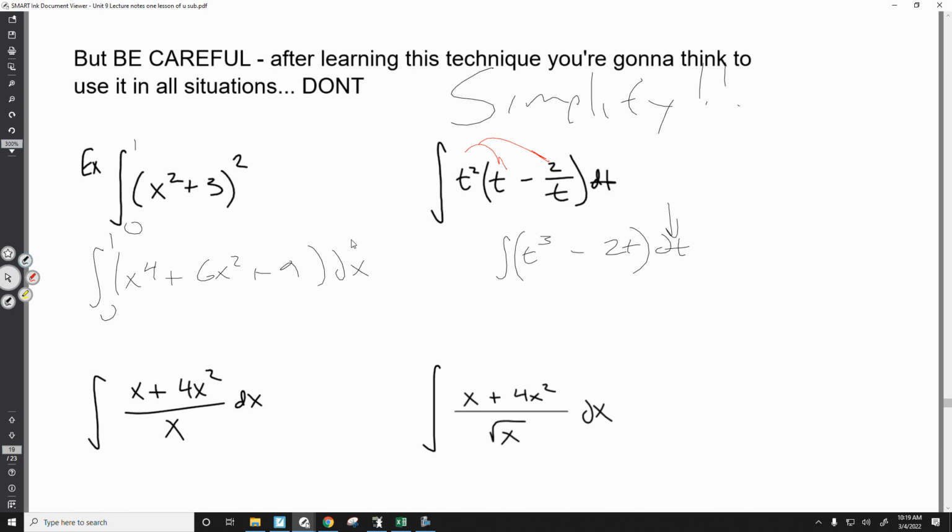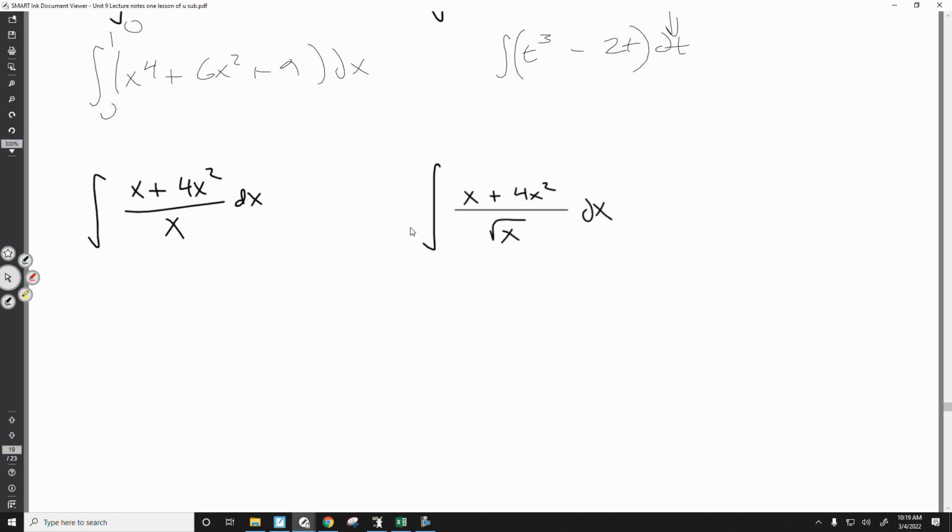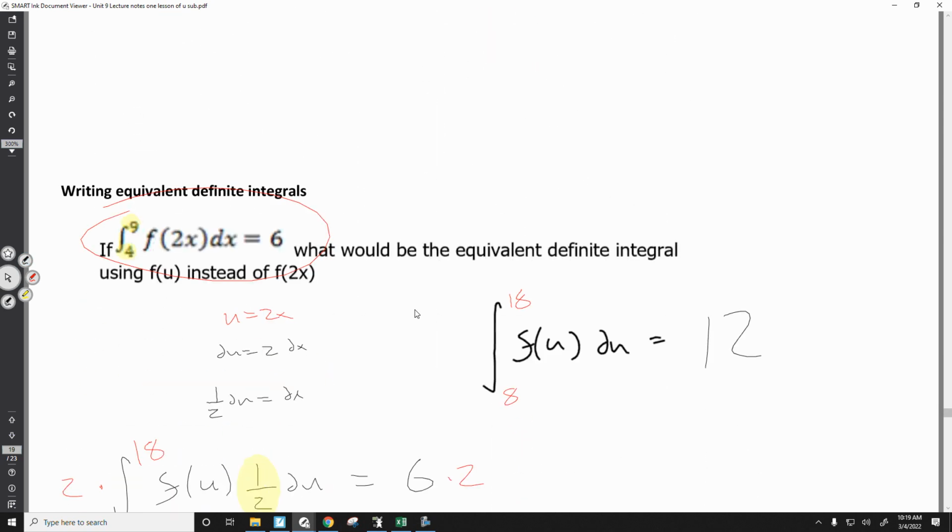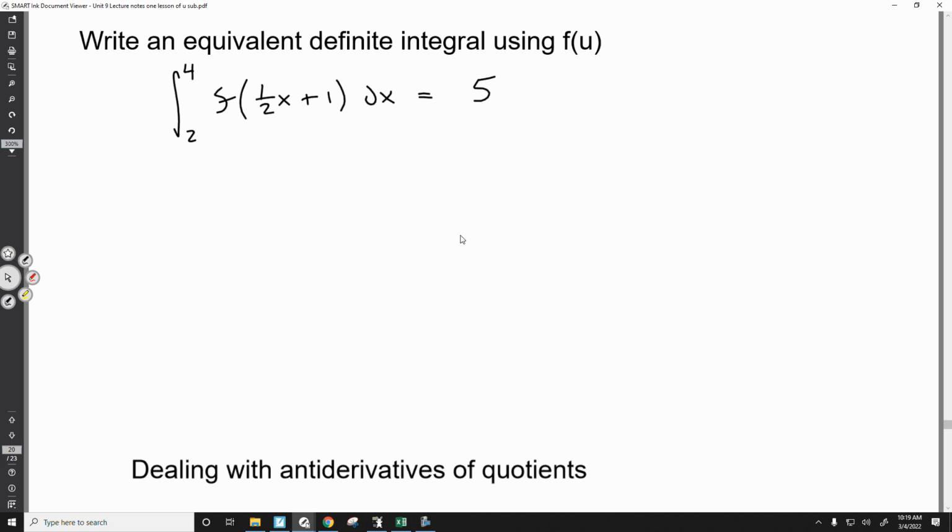Okay? So, be wary on your test. There will be a question where you will think, oh, I got to antiderive using the chain rule. You can't. You would divide by x, yeah.